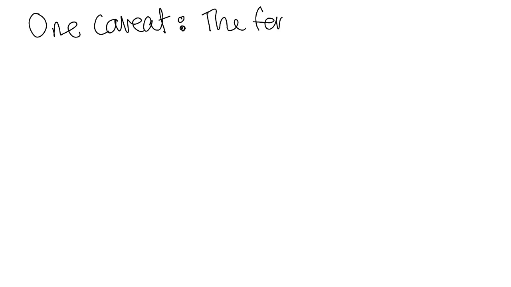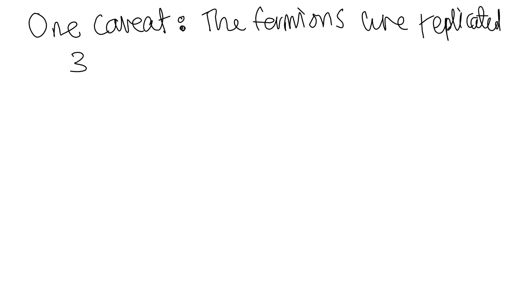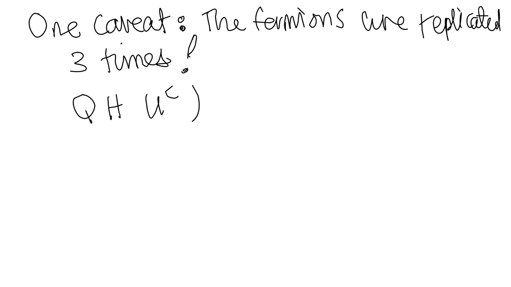The fermions are replicated 3 times. We say there are 3 families. So those Yukawa couplings are actually matrices. They're matrices because, for example, in QH U conjugate, each of the Q's comes in 3s, and each of the U conjugates comes in 3s, and I can couple any one of the U conjugates to any one of the Q's with the Yukawa coupling, so there's a matrix.